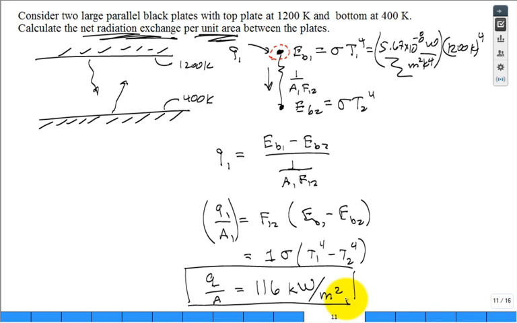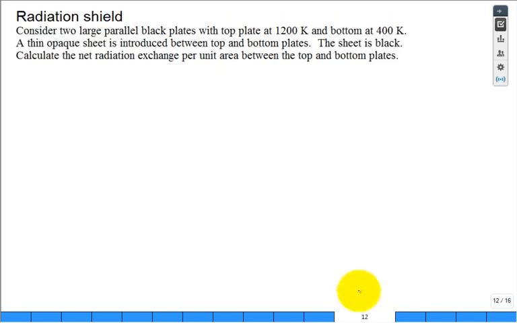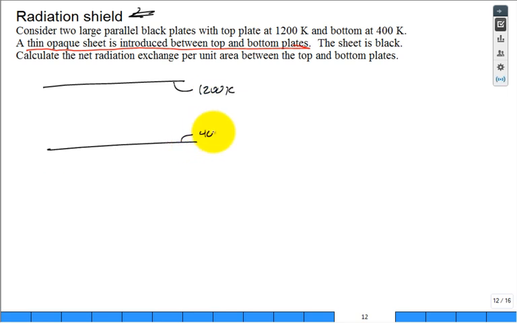We're going to change this problem just a little bit and resolve it. We're going to have the same top plate temperature, the same bottom plate temperature, but we're going to introduce what we call a radiation shield. So what we introduce is a thin opaque sheet which is introduced between the top and the bottom plates. So the top, still 1200 Kelvin. The bottom, still 400 Kelvin.